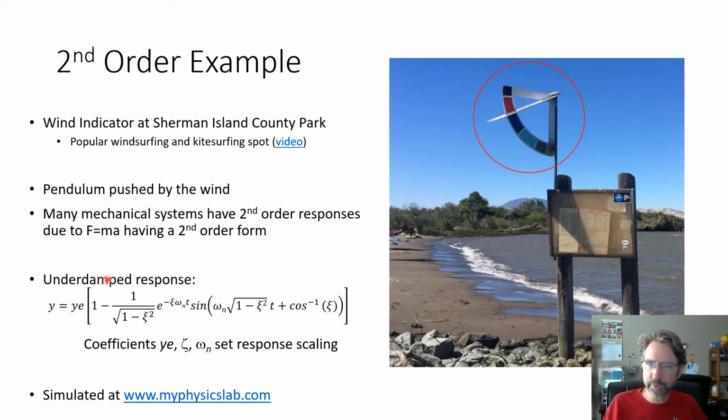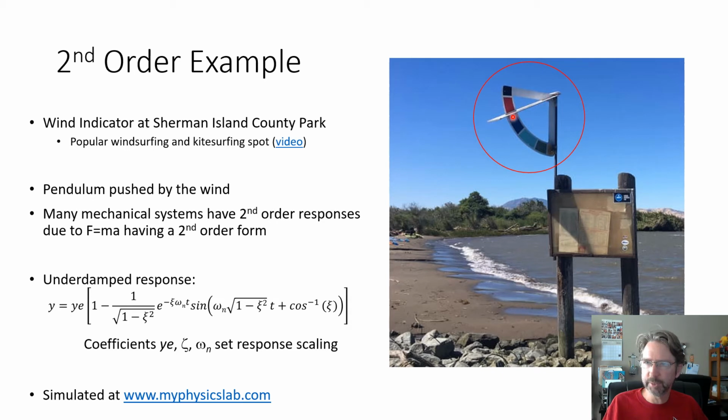But as a second order example, I'm using this pendulum that is used to measure the wind speed at a beach where people windsurf and kite surf. So this is at Sherman Island County State Park in Rio Vista. And this flap here is hinged right here, and the wind is coming this way and lifting this thing up. So if there's no wind, it hangs straight down. If it's really windy, it swings higher and higher.